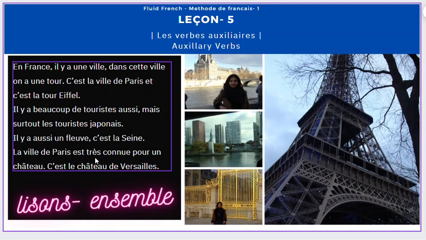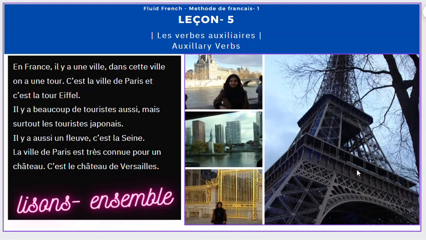La ville de Paris est très connue pour un château. The city of Paris is very well known, popular for a chateau. Chateau is a castle, which you can see here. I am standing in front of Versailles, which is Chateau de Versailles. This is the gate. C'est le Chateau de Versailles. This is Versailles Castle. Now you see this is the Seine River, and you have a picture of the Eiffel Tower. These are all pictures taken by me. Alright, okay. Now that was for the recap.